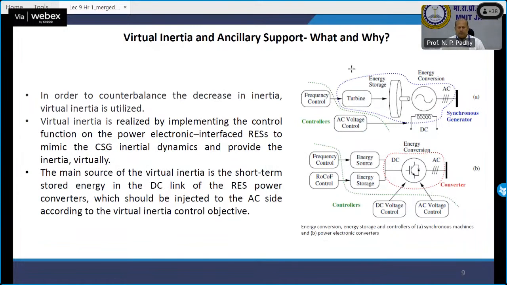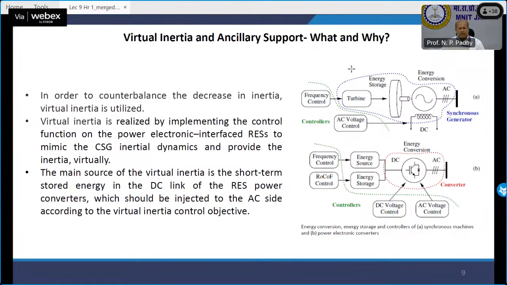And then virtual inertia and ancillary support, what and why. In order to counterbalance the decrease in inertia, virtual inertia is utilized. When you experience inertia getting reduced, then we proceed for virtual inertia. Virtual inertia is realized, I think, as a manner of power electronics. Virtual inertia, your topic, Manmohan. Virtual inertia is realized by implementing the control function on the power electronic interfaced renewable energy sources to mimic the CSG inertial dynamics, and provide the inertia virtually.